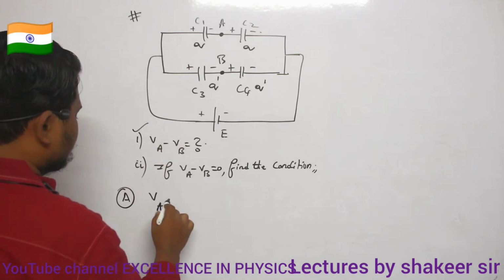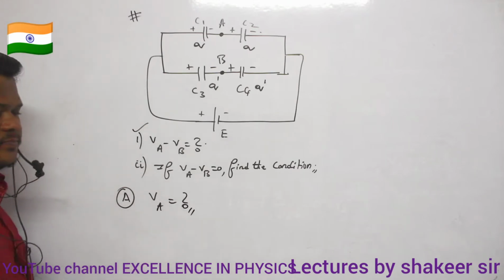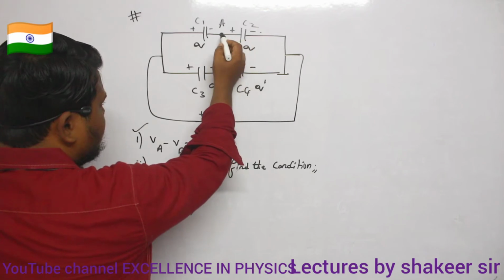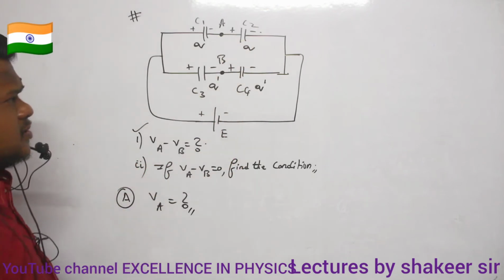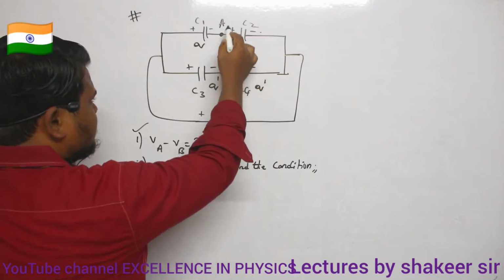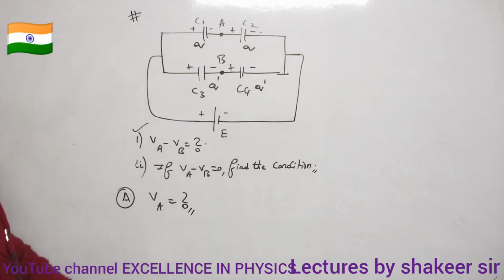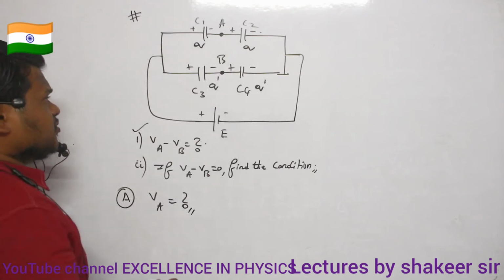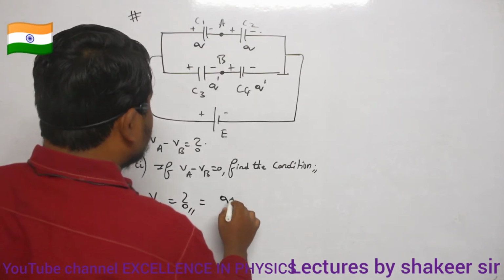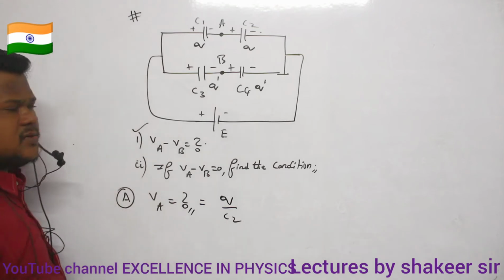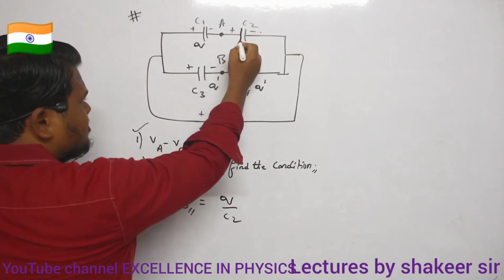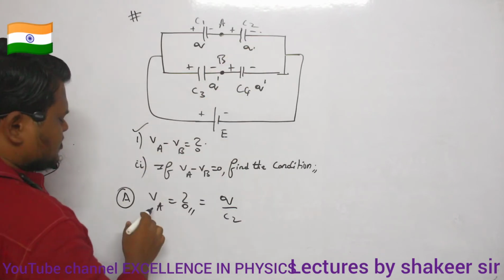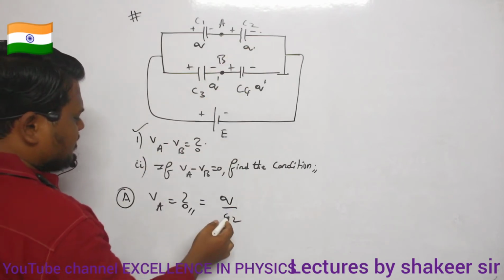Potential at point A is how much? What is the potential of this plate? That will be the potential existing here also, no? So what is the potential difference of this capacitor? V is equal to Q by C, no? The charge stored is Q, capacitance is C2. So the potential of this positive plate is the same as the potential at point A. Therefore the potential at point A is equal to Q divided by C2.